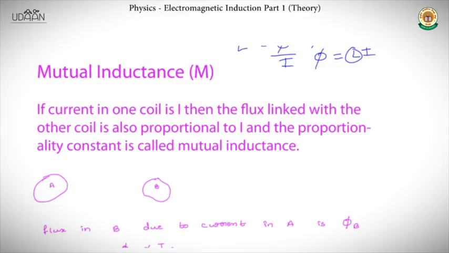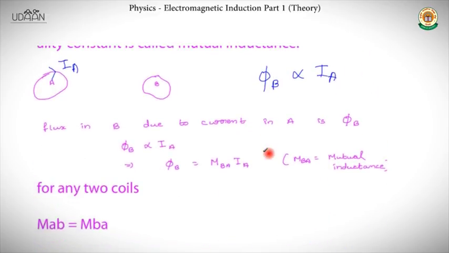In a similar way, because of current in one coil, there will even be flux induced in the other coil, which is present at some distance away from it. That's right. If we consider two coils A and B, with a current IA in coil A, because of this current there could be flux phi B induced in coil B, and this phi B is directly proportional to IA, and the proportionality constant is called the mutual inductance of these two coils.